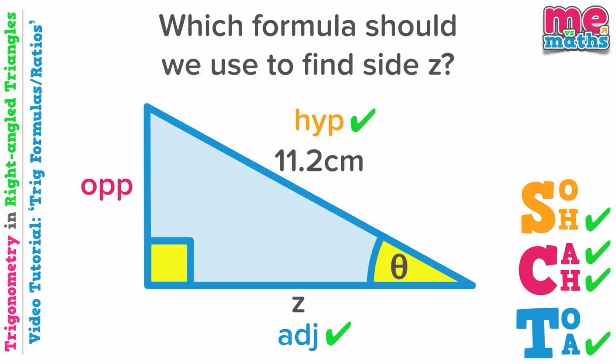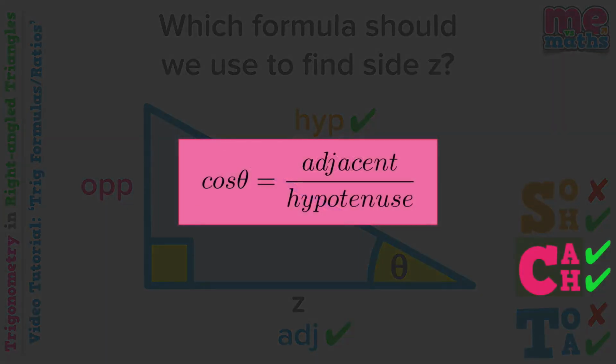So we're not really interested in the opposite for this question. It's not active. We've not been given it. We're not being asked to find it. So we just ignore it really. Okay, if we look at our 3 trig formulas, we can see the formula that uses both our active sides is CAH. Or more specifically, if we recall what that actually stands for, cos theta equals adjacent divided by hypotenuse.